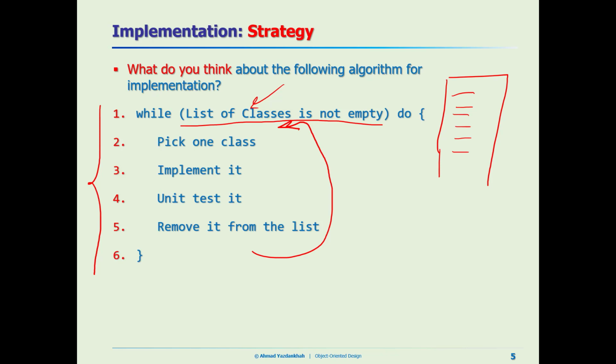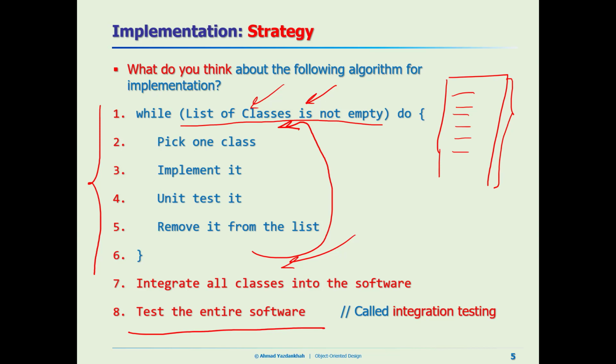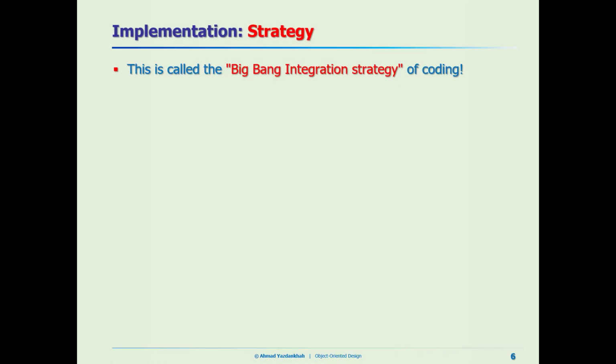So the classes will be implemented and tested, and we put them aside. And then when we are done with all of the list, we go to integrate all the classes, and then we test the entire software. What do you guys think about this strategy? Is it a good strategy? Let's see. It is a horrible strategy.